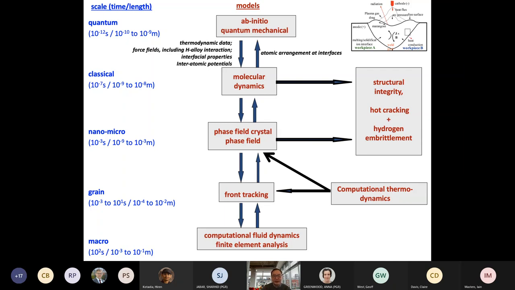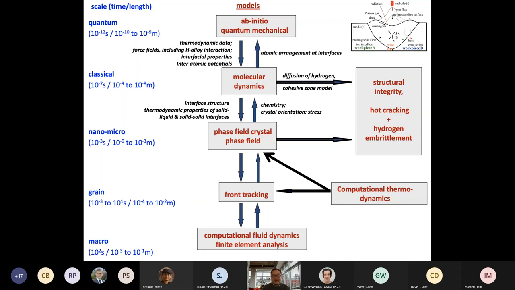But from there, you can also look into interface properties and interatomic potentials. Those interatomic potentials will be required by the larger scale, probably millions of atoms, the molecular dynamics scale, right? From this scale, you can look into hydrogen diffusion, or you can look at cohesive zone models and correlate this to mechanical performance as well.